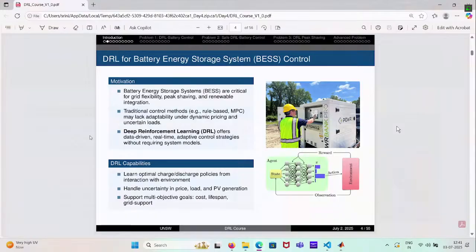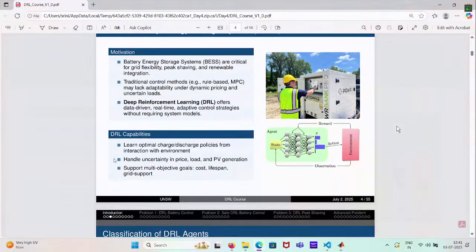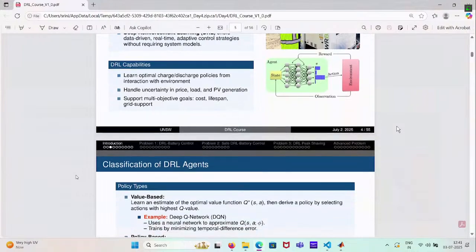Reward is also a part of the whole scheme. So you put in a new reward, it will give you a new action. So as you keep going, this is the biggest thing: handle uncertainty in price, load and PV generation. If there is uncertainty, how do we frame our policy? Basically, policy means a neural network. How do we train a neural network to take care of all these things? That's the big picture.